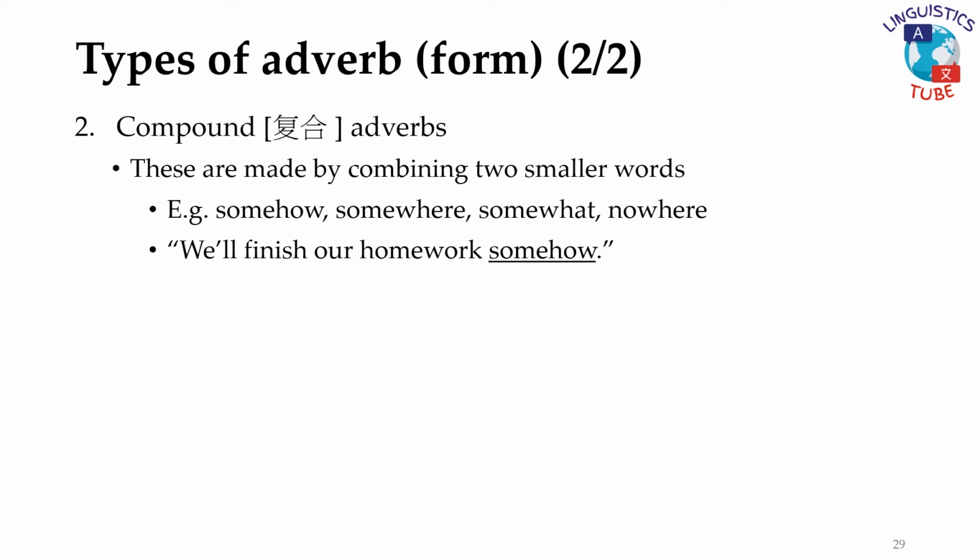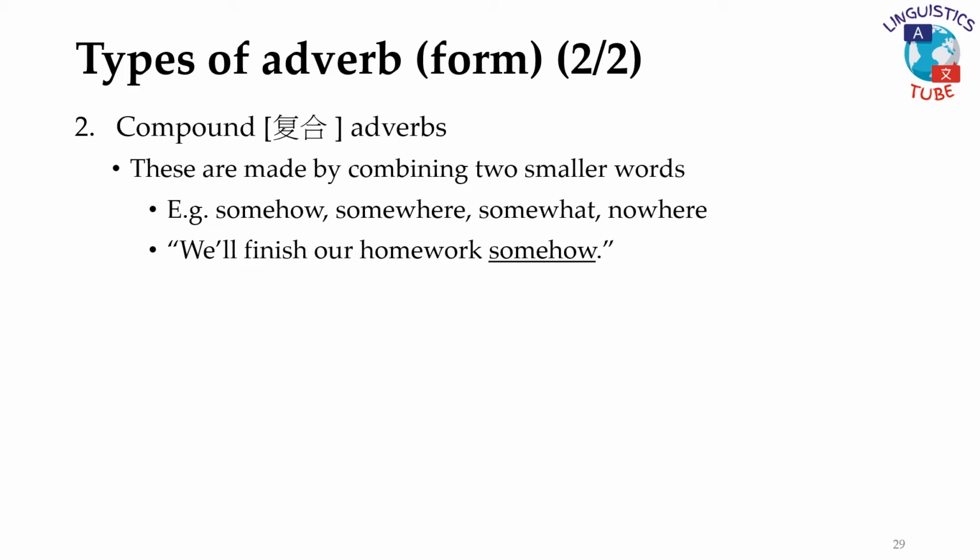The second type of adverb, based on form, is called compound adverbs. These are made by combining 2 smaller words into one adverb. The principle is the same as compound nouns, which you might have heard of before. These are nouns which are made from 2 smaller words, such as hot dog, sunflower, and swimming pool. Compound adverbs are admittedly less frequent words, but there are still many of them. For example, somehow, somewhere, somewhat, nowhere.